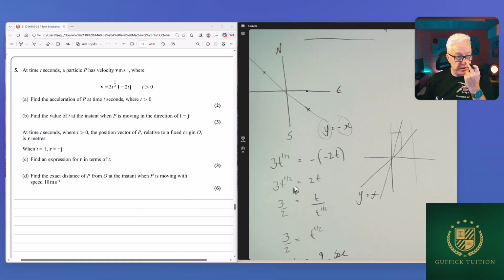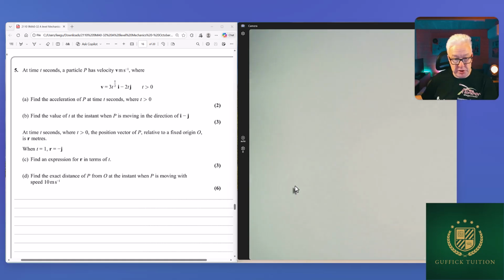Right, we've got a lot. This is the last question, by the way, on a paper, and as you can see, it's worth a lot of marks. So we're getting down to 9 marks worth of work here now. Let's have a look and see what's going on for the next bit.